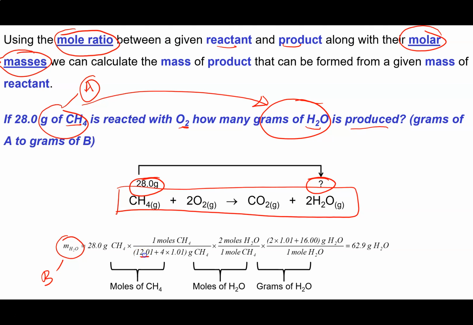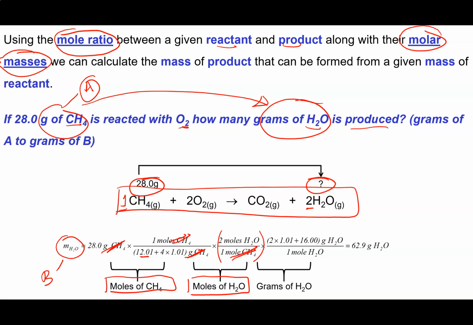How we're getting that is this is just 1 on the molar mass of methane. So that eliminates grams of methane. I've just turned my grams of methane into moles of methane. What I'm going to do now is use my mole ratio, and from my balanced chemical equation I know that I get 2 moles of water for every 1 mole of methane. So moles of methane will cancel out, leaving me with moles of water. My second conversion factor gets me 2 moles of water.